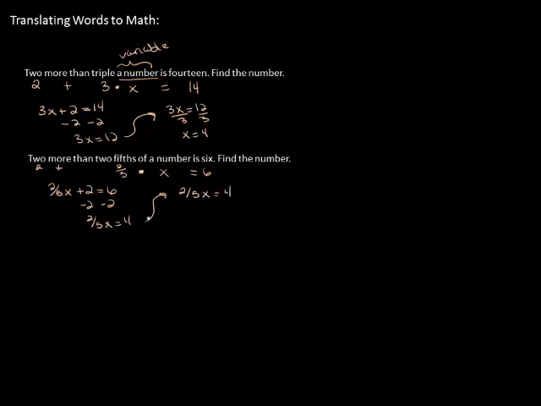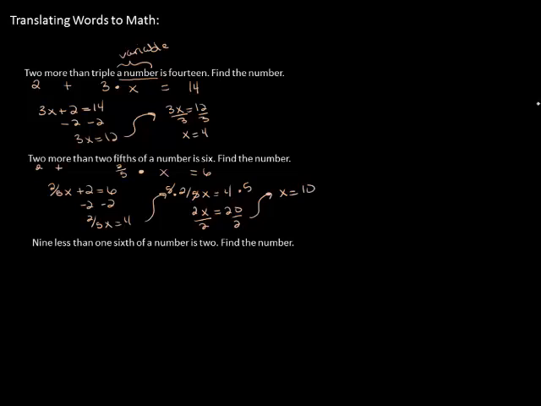Now, there are 2 ways to solve this. You could solve it in 1 step or in 2. I'm going to go ahead and solve it in 2. So I'm going to multiply both sides by 5 so that these 5's cancel, and I get 2x equals 20. And then dividing by 2, I'll get that x equals 10.